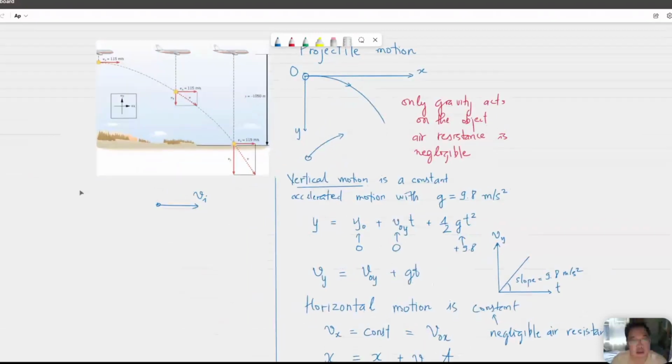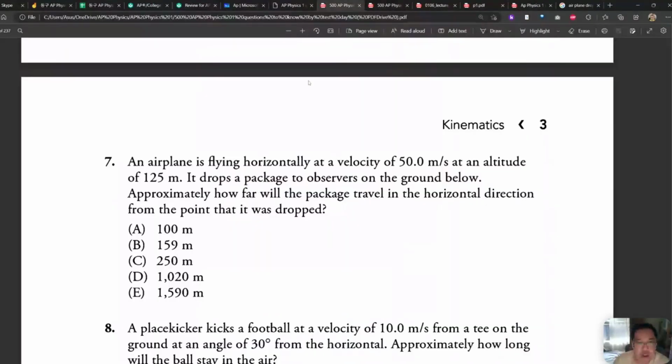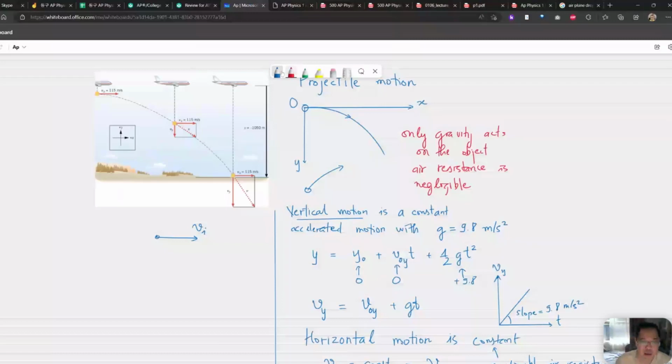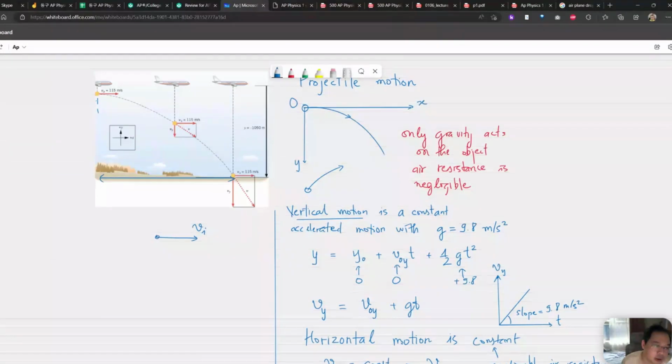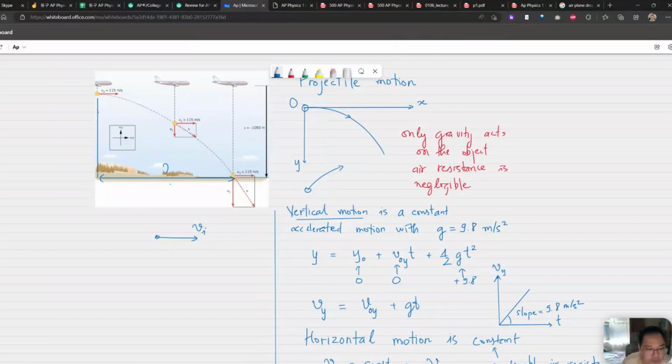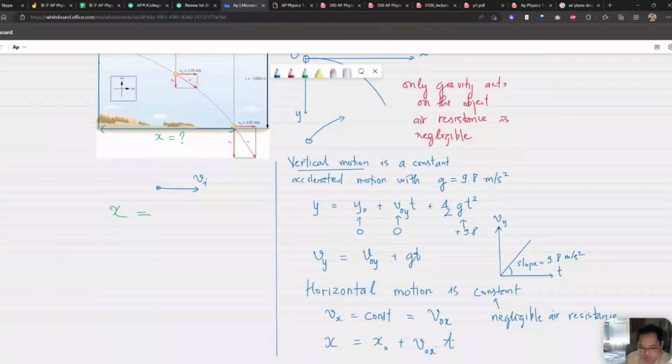The question asks how far the packet traveled in the horizontal direction from the point where it was dropped. It means the question is this displacement, this horizontal distance. This is the position where it was dropped. The question asks for this thing, x. Okay, we change the color. To find that x, we need to use this equation here.